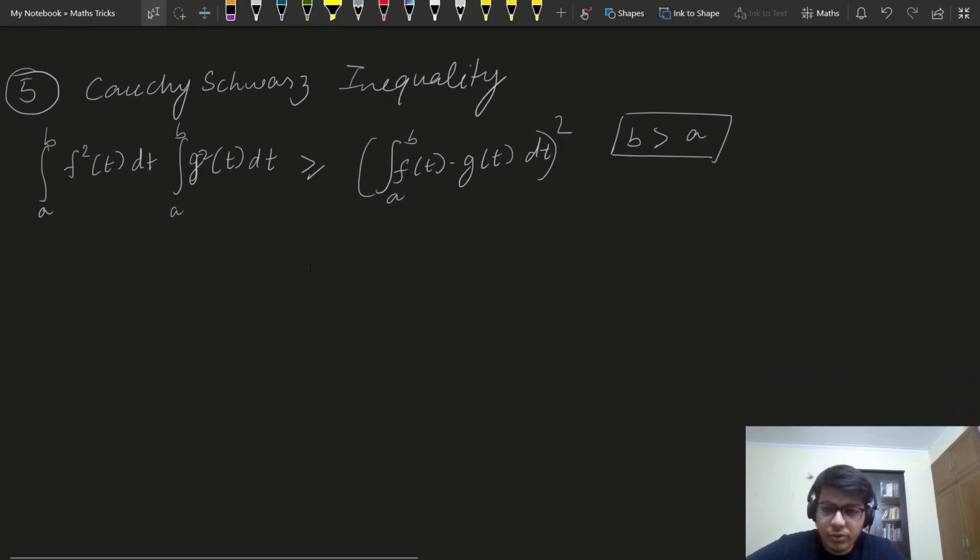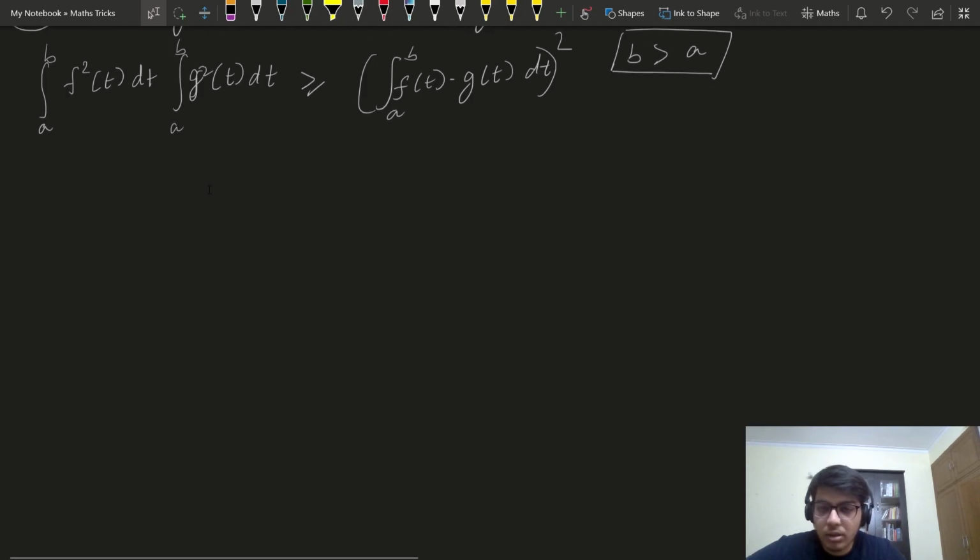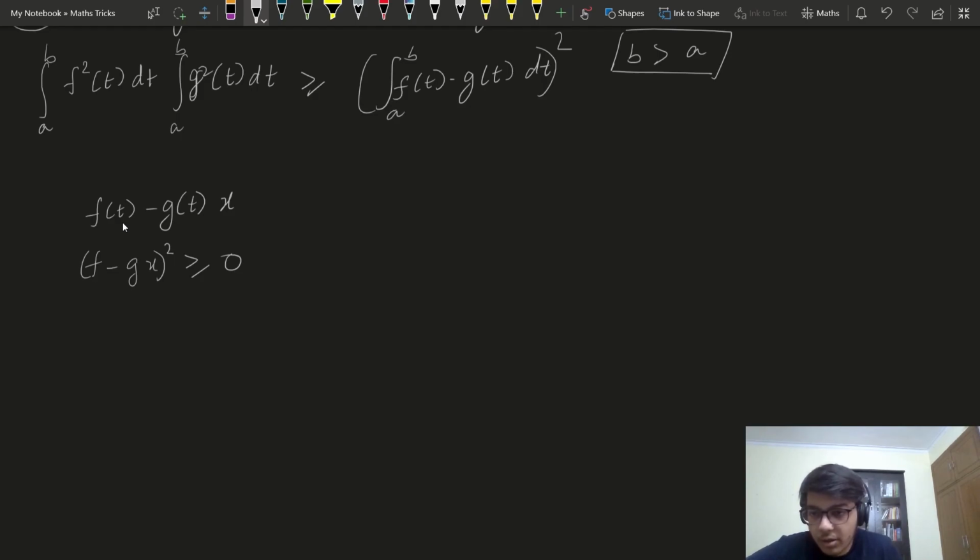So the proof is not important, the inequality is. But let's quickly go over the proof once. Let's consider this, f of t minus g of t into x. For this proof I will be calling f of t as f, so f minus gx. We know that this is greater than equal to 0. Expanding it, g square x square minus 2fgx plus f square greater than equal to 0.